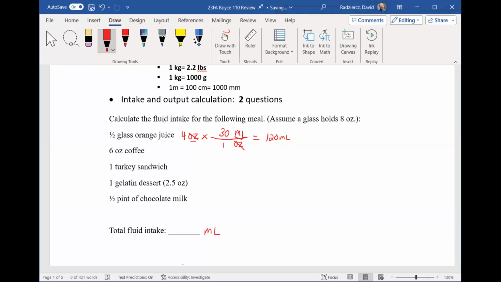From here on out, I'm not going to write out the dimensional analysis. I'm just going to write out 6 ounces times 30, and this is technically milliliters per ounce. So that's 180 milliliters. Turkey sandwich is a solid, so we don't worry about finding a liquid component of that.